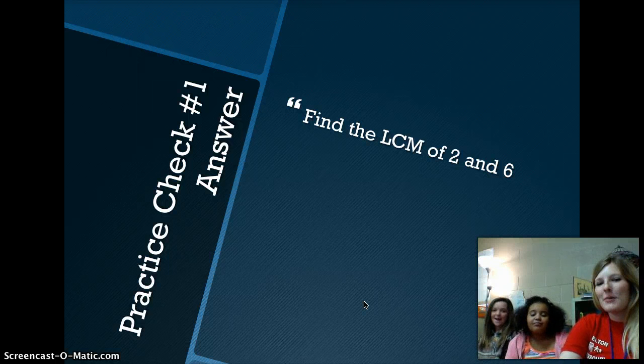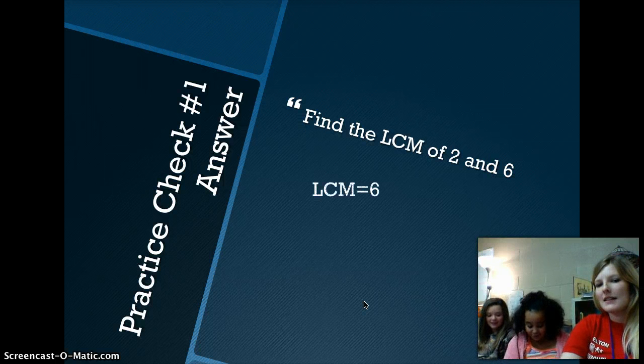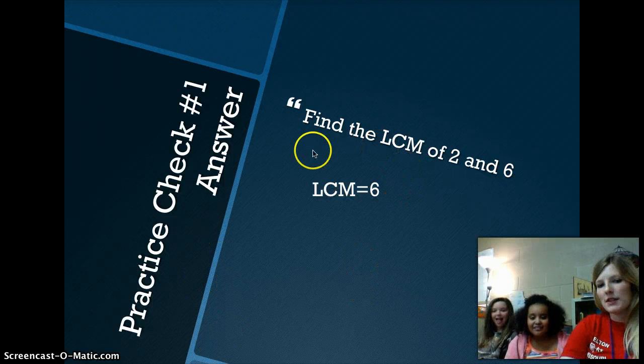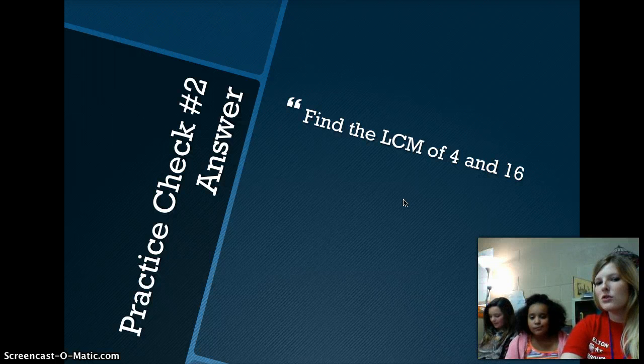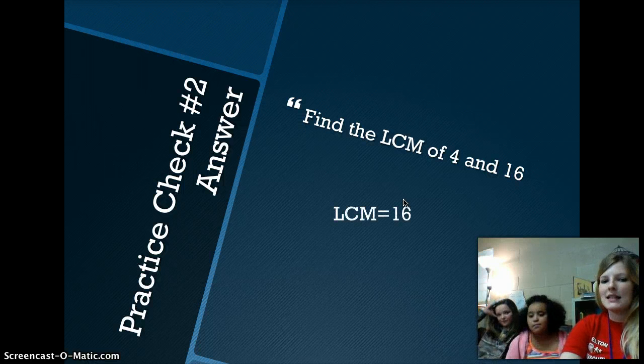So your answer for number 1, LCM of 2 and 6, what did you girls find was the correct answer? LCM 6. Yes, LCM equals 6. And you can write your answer just like this. LCM equals 6. And for practice check number 2, find the LCM of 4 and 16. What'd you get? LCM equals 16. Nice job.